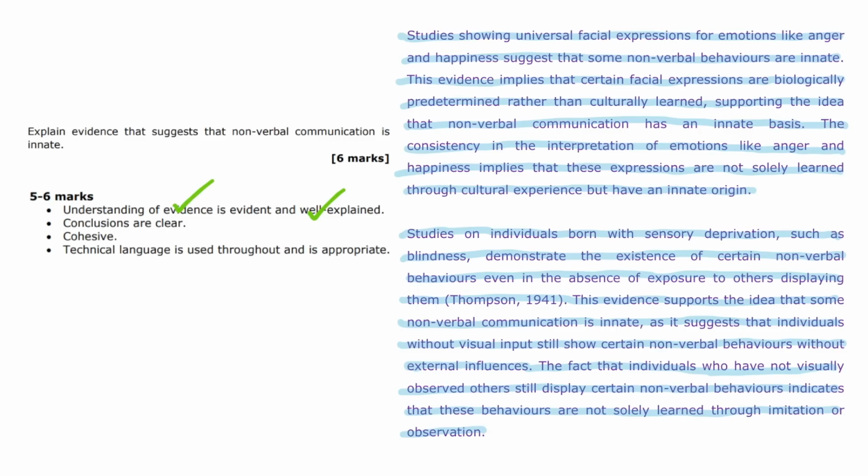Each section begins with a concise point, clearly stating the evidence, and then goes on to elaborate and explain the significance of that evidence. For instance, the first section introduces the idea of universal facial expressions, pointing out the implications for the innate nature of non-verbal communication. It then further explains the biological predetermination of certain facial expressions.